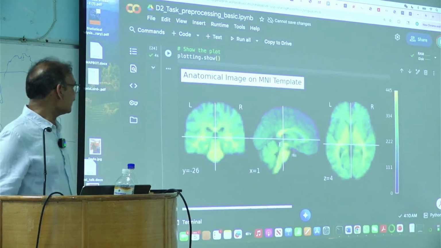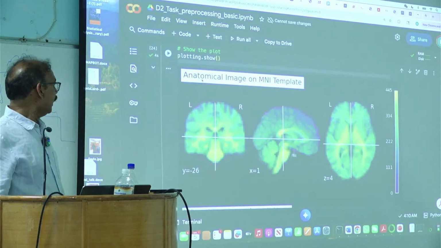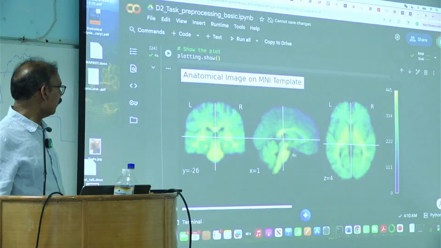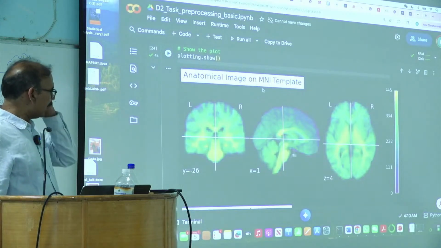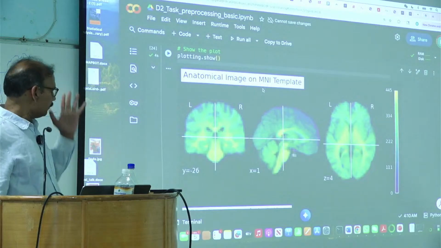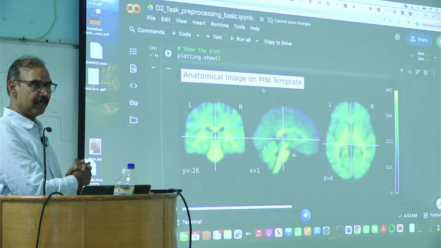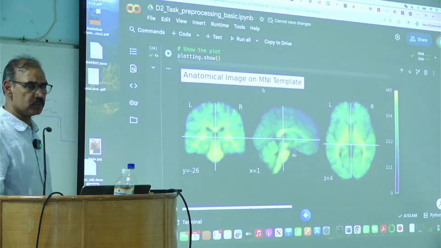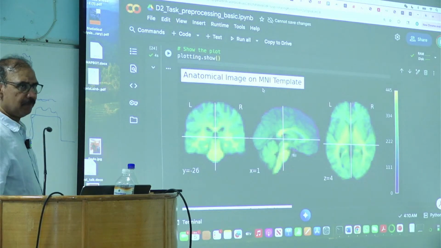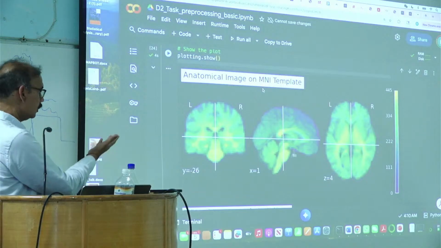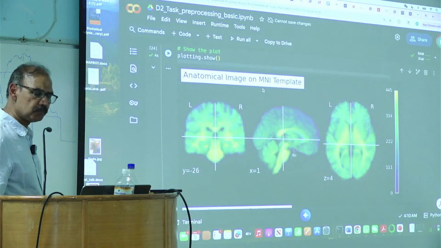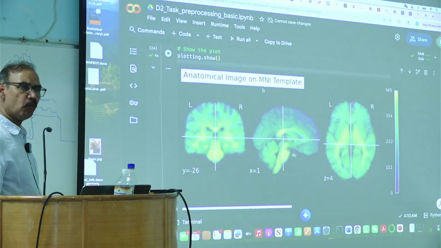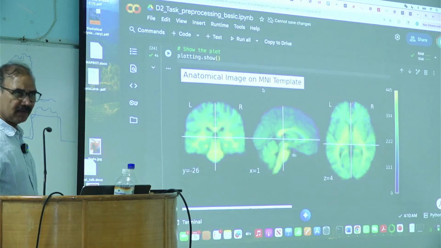Right. So this is the anatomical image on the MNI template. So we have transformed the anatomical image to the MNI template, right? So we have used an affine transformation to match this. Can anyone tell what is the limitation of this? Does this method have any limitation?